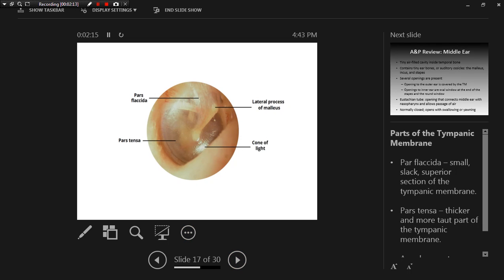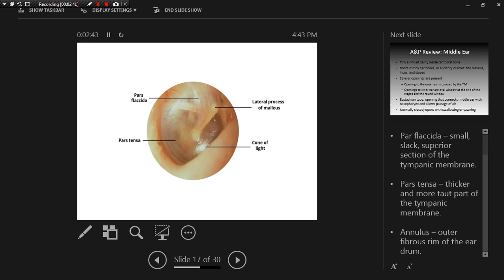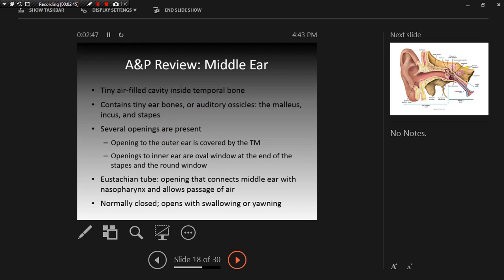So this is just a couple of the landmarks with the tympanic membrane. The superior portion is the pars flaccida, and the bottom is the pars tensa. And this is the cone of light: if you take an otoscope and look at the tympanic membrane, it's going to give you a reflection back of a light through the cone of light. And the whole surrounding, I believe, is referred to as the annulus, and that's the outer rim of the eardrum, or the tympanic membrane.